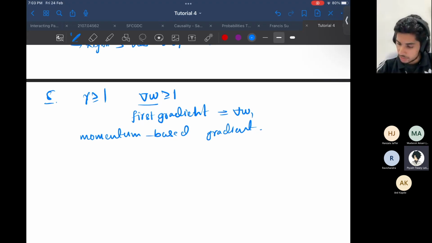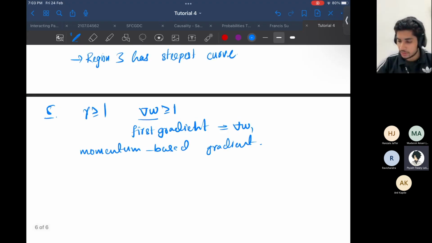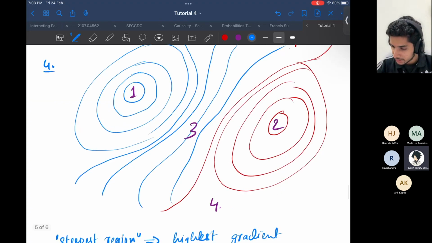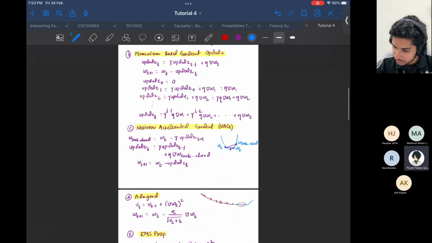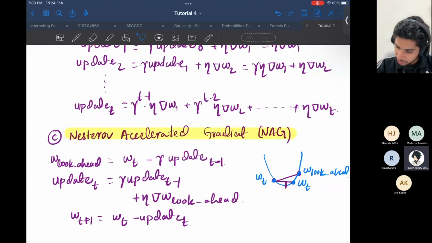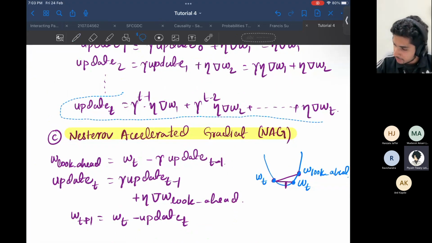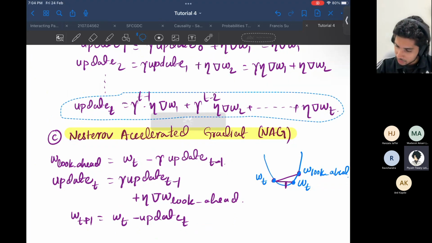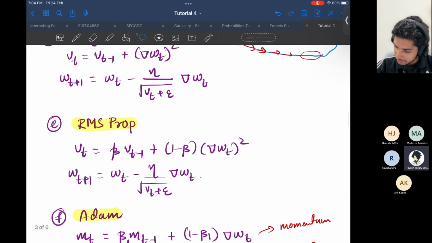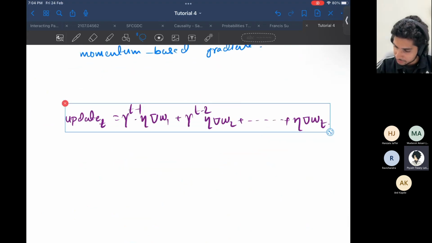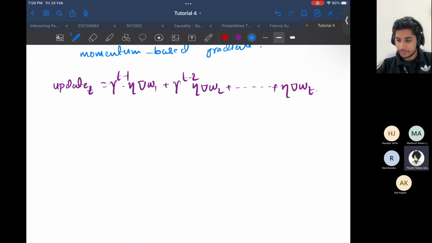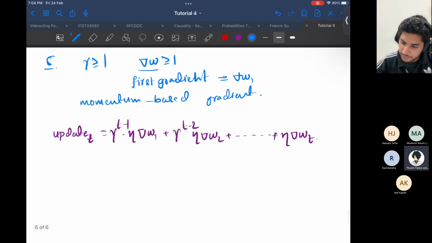So what I will do is copy something that I already wrote, and paste it here so that I don't have to write this again. Okay, so we are given that the value of gamma is greater than 1. So what does that mean?